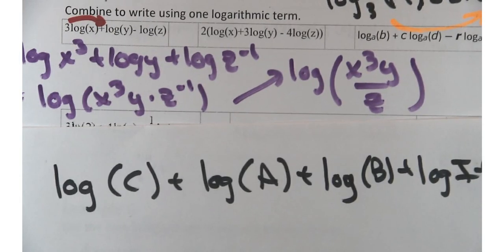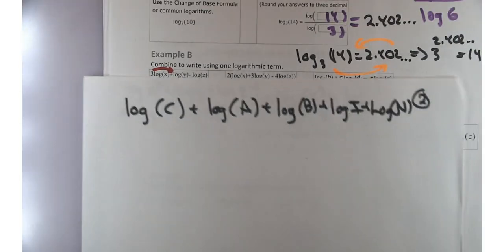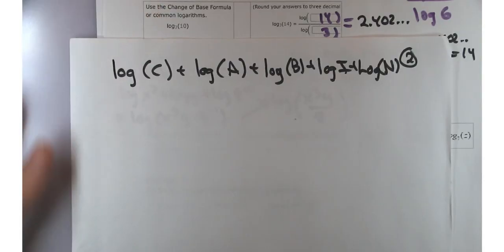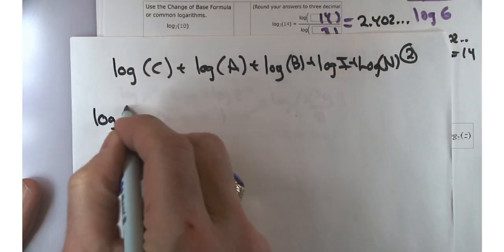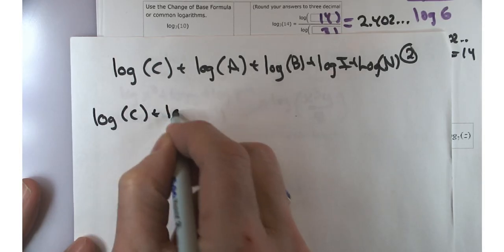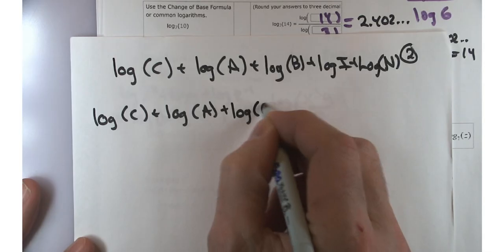Let's see, let me zoom out a little bit. Sorry about that. Should have probably given myself a little bit more room. Let me rewrite it. So kind of like the last one, try and write this with one logarithmic term.